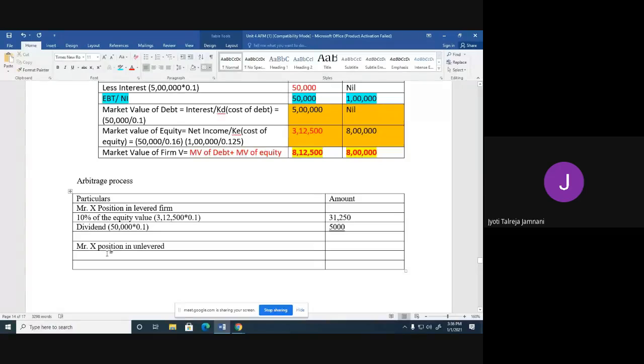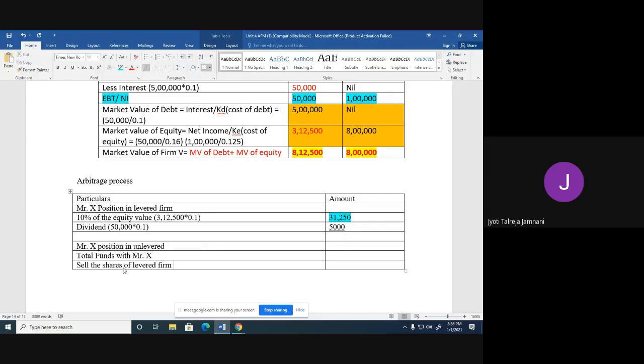So before going to his position in unlevered firm, what we have to do is we have to ensure and see how much funds he has. So first we'll find the total funds with Mr. X. Now, when he will go from this company to this company, that is from levered firm to unlevered firm, whatever he owns in the levered firm, he has to sell this first and then go to unlevered firm. So, when he will sell this, he will get how much? 31,250 rupees. So, first he will sell the shares of levered firm and he will get 31,250 rupees.